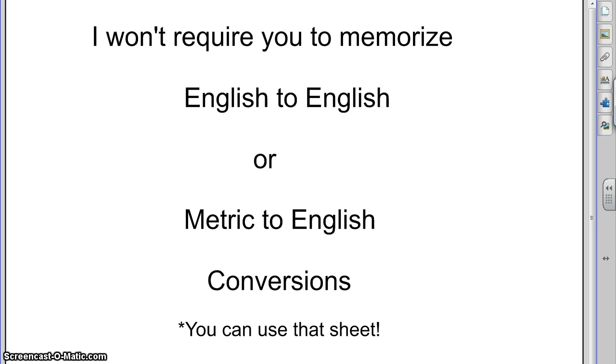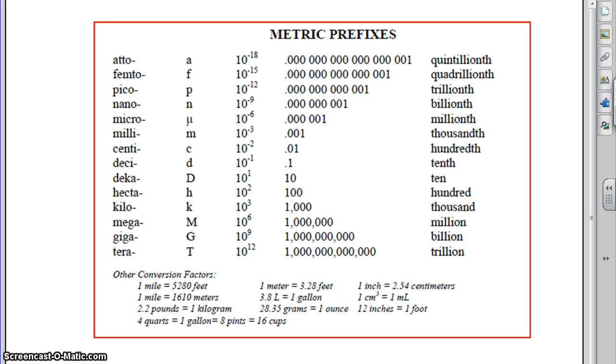I will not require you to memorize all the English to English or metric to English conversions. I'm not going to make you know that there's 3.28 feet in a meter, or 2.54 centimeters in an inch, or how many milliliters there are in a hogshead, or anything like that. In fact, I'm not even going to tell you very many. I'm going to give you a sheet that's going to contain several of these.